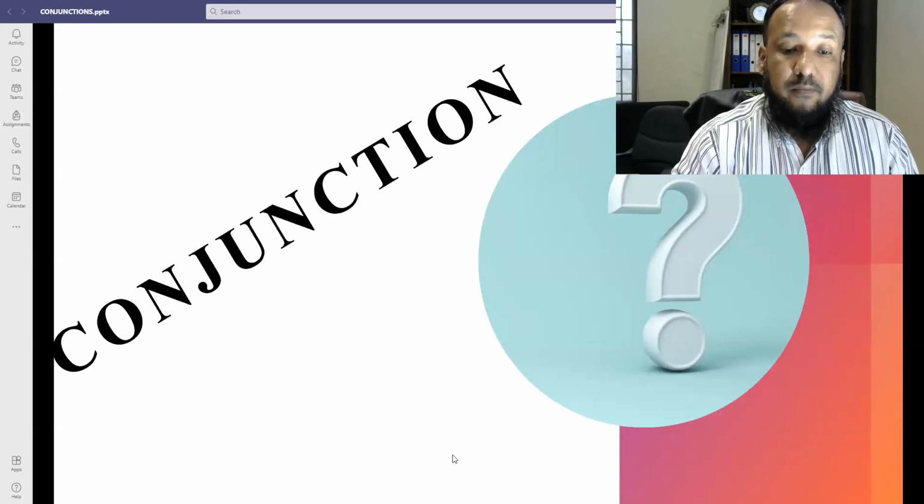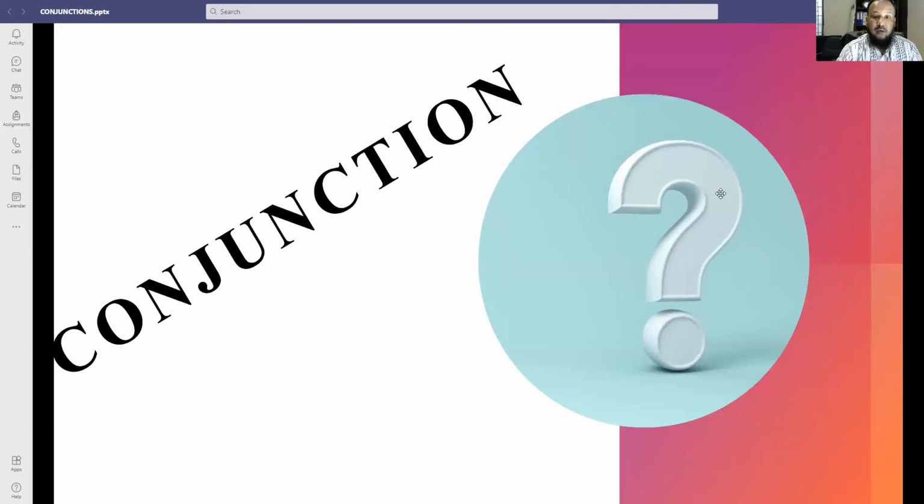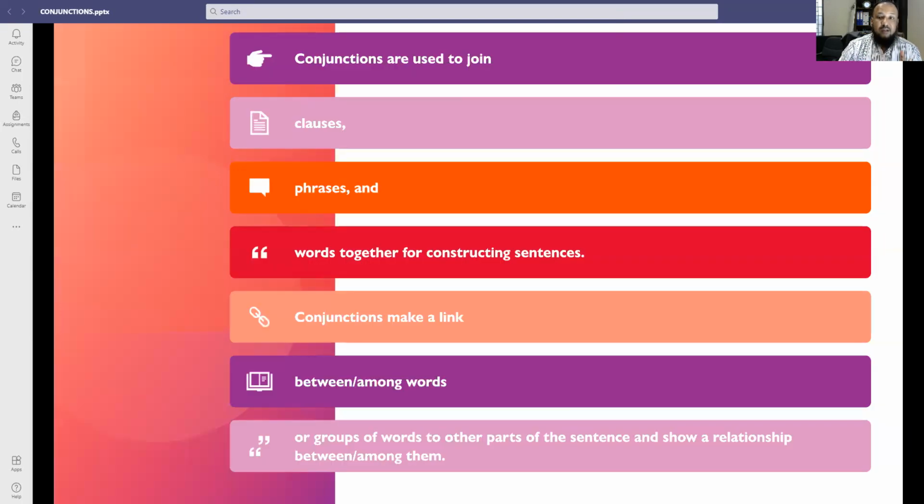So conjunction, in fact, we have been learning for years, but things are still there which have created a lot of confusion. Today I will let you know about four types of conjunction, one by one. First the type, then examples, and then a test after each type of conjunction. So let's cover them one by one. What is conjunction itself?